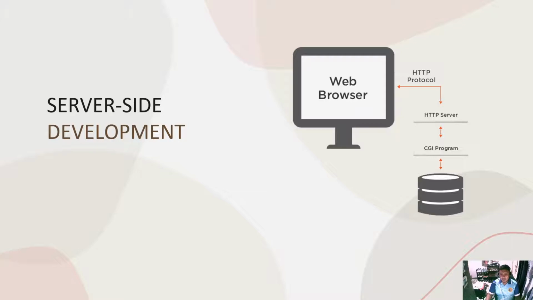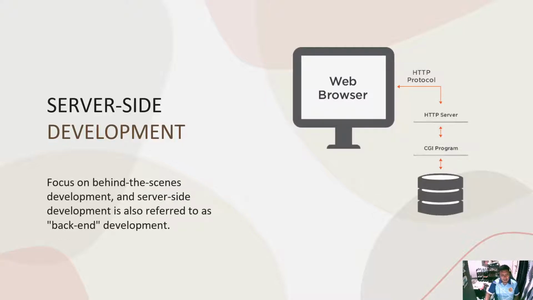The server will now accept the protocol and go to the CGI program, meaning whatever the request from the browser will be processed through the server, and it will go back again to that pattern, and end up at the web browser of the client. So that is what we call the server side and client side approach. Here, server side development focuses on behind the scenes development, and it is also referred to as back end development.